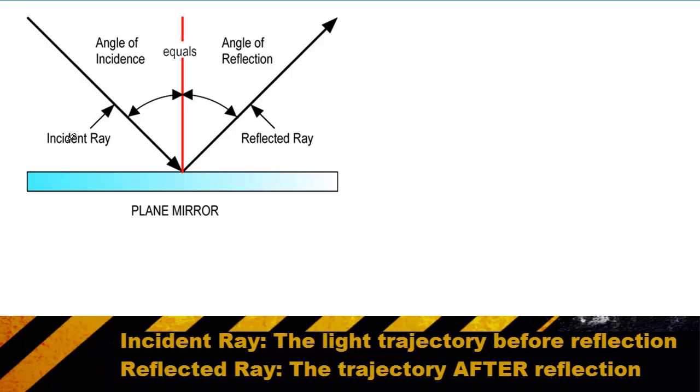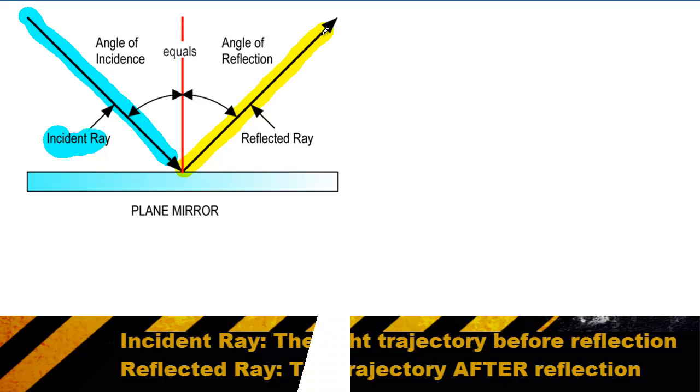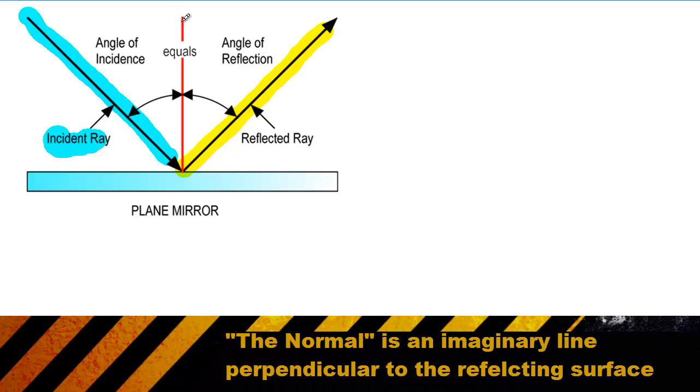The first one is the incident ray. That's the ray that's traveling before it hits the object. Once the object bounces off the surface and is traveling in a new direction, that's called the reflected ray. There's also an imaginary line that we call the normal, and that is the line we draw that is perpendicular, or at a right angle, to the surface the object is bouncing off of.